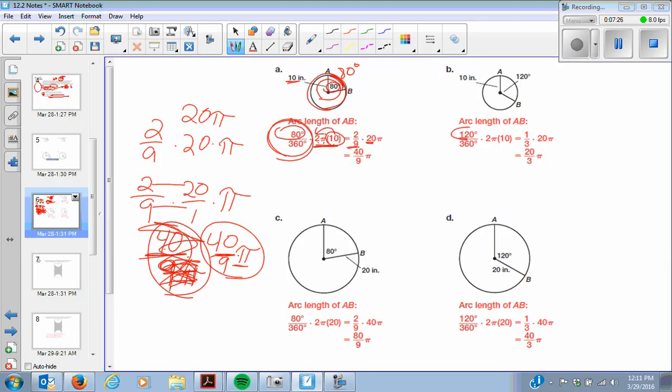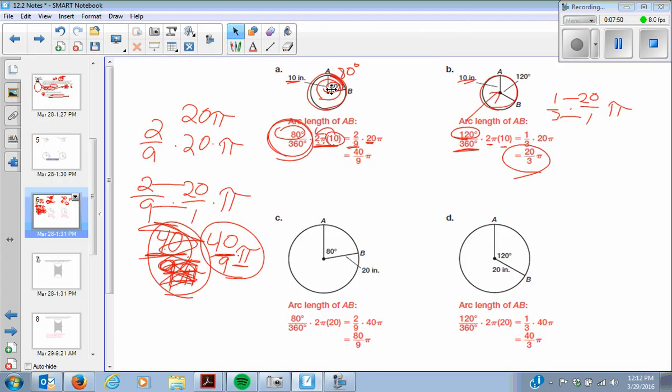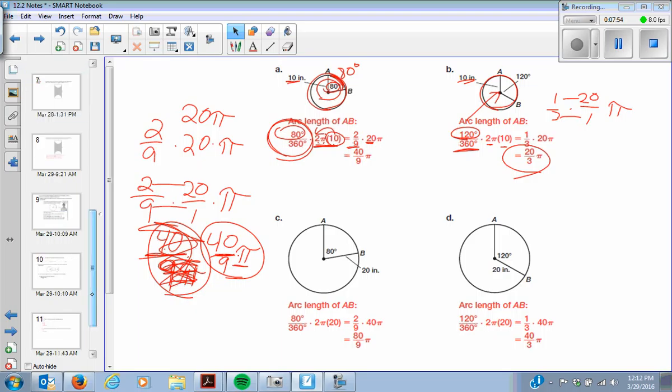That 120 came from right here over the 360, which is the full circle. 2 times, again, this is going to be 10. Now we had 1/3. Remember, 1/3 times 20 over 1 pi. Top times top, bottom times bottom. That's how you get that answer. All the rest of these are going to be the same. They give you the problems to work out. You can pause the video if you want to look at it. If you have questions, you can come up and see me. Just for time's sake, I'm going to go ahead and go on.